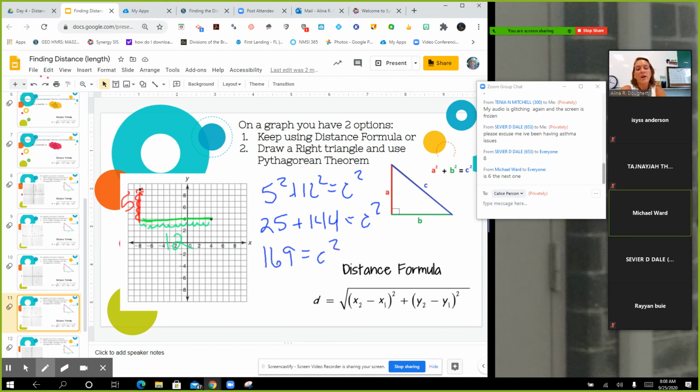Sweet. And the final step to get rid of that square is take the square root. Nice. And the square root of 169, that is a perfect square. This is what we call a Pythagorean triple. It's a special right triangle that has 3 whole numbers. That doesn't happen very often, right?